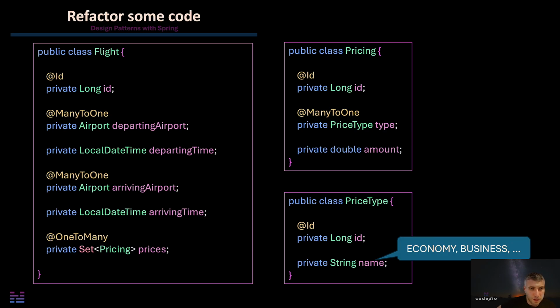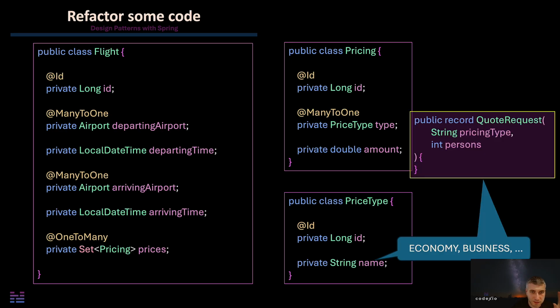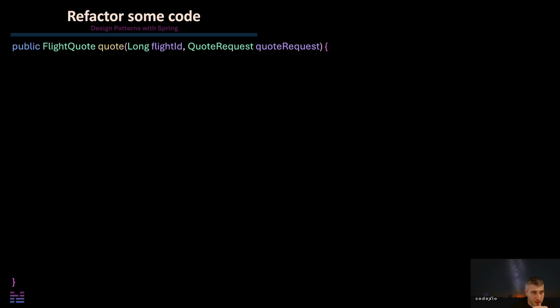Okay, so what we are going to do next, or what is already there, because this should be our imaginary old code base that we need to refactor. Well, we have this request object that says, okay, give me the price for flight ID 6 with this filtration pricing type business, for instance, for 6 people. And now we need to give this quote to the user based on the quote request and the flight ID.